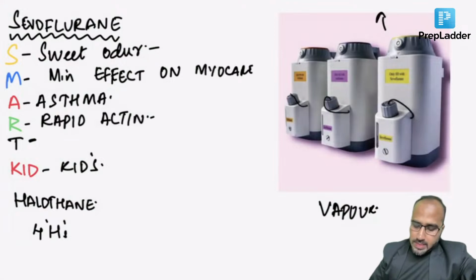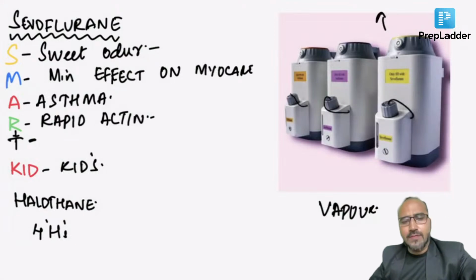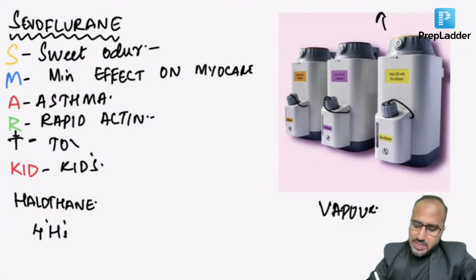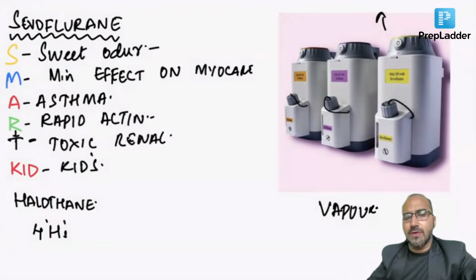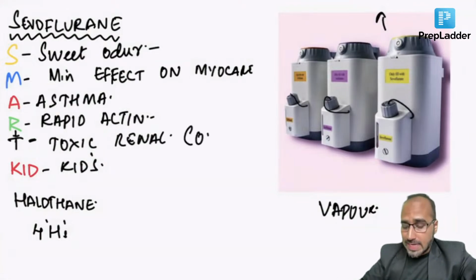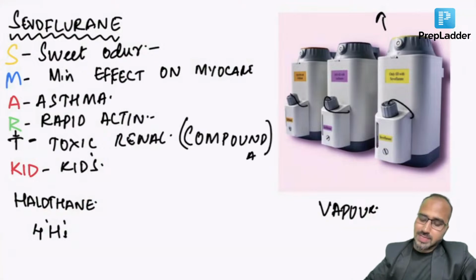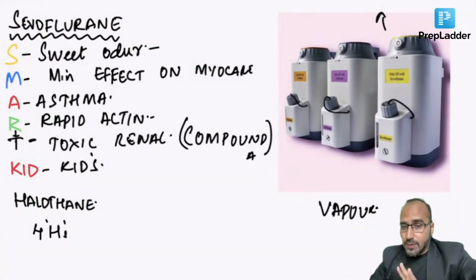Right? T actually comes with R only, guys. If you want to remember T, remember it is toxic for the renal system. If at all sevoflurane is given in low flows, it will form a compound called compound A, which is nephrotoxic. So this is regarding sevoflurane. Sevoflurane can be used for induction as well as maintenance purposes.